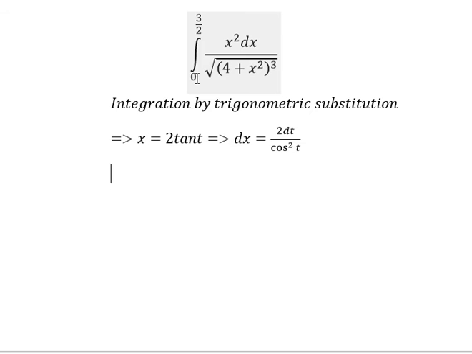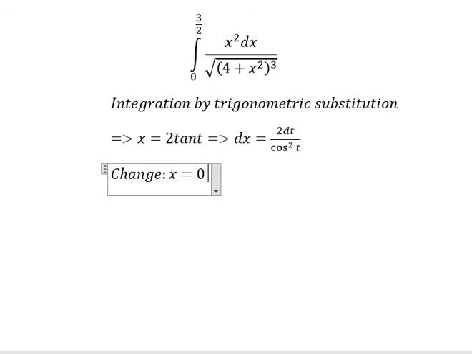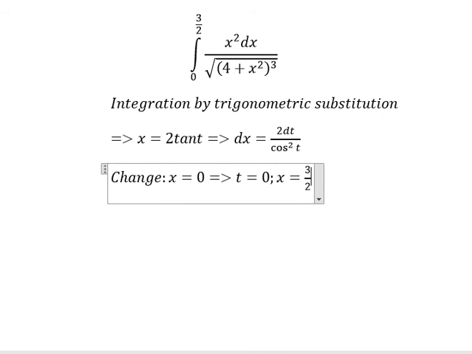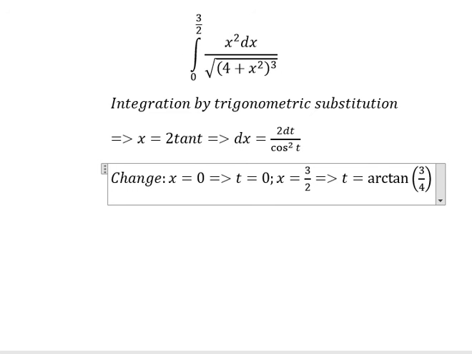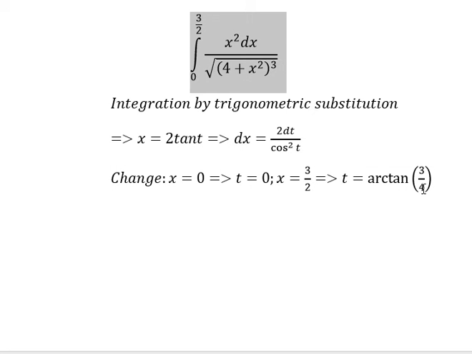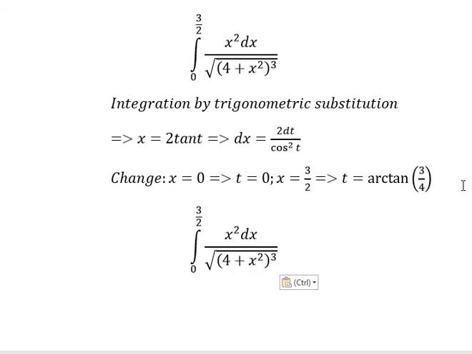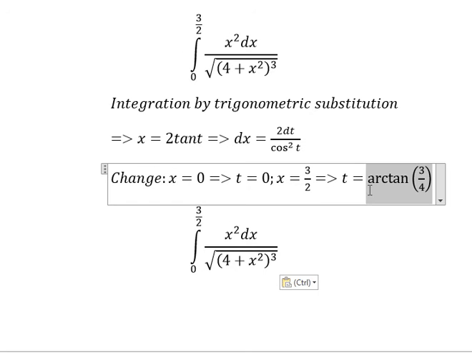Now we need to change the limits 0 and 3/2. If x equals 0, then t equals 0. If x equals 3/2, then t equals arctan 3/4. So now we need to change this one. 0 is still 0, and t we change for this one.